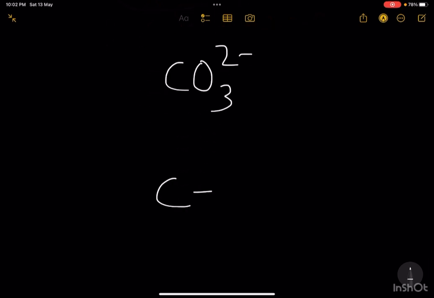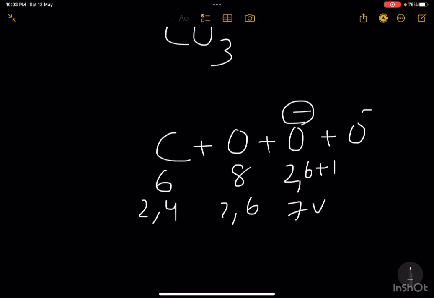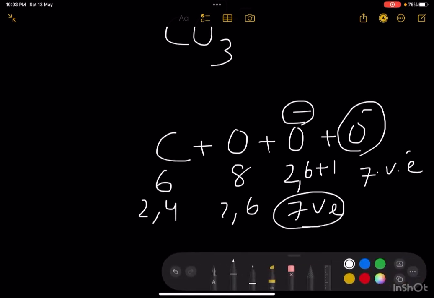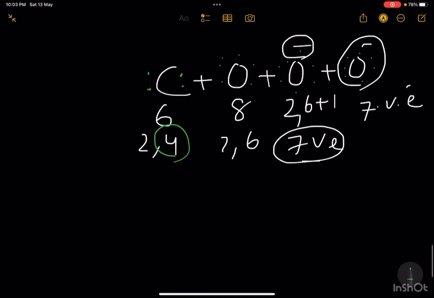You see it has 1 carbon, 1 oxygen having no charge, and O minus. Carbon atomic number is 6, means 4 valence electrons. Oxygen atomic number 8 means 6 valence electrons. O minus means 6 plus 1 electron, minus means 1 electron extra. So it has 7 valence electrons. That is important. This other O minus also has 7 valence electrons. Means we should write carbon with 4 dots, this oxygen has 6 dots, this oxygen has 7 dots, and this oxygen has 7 dots.